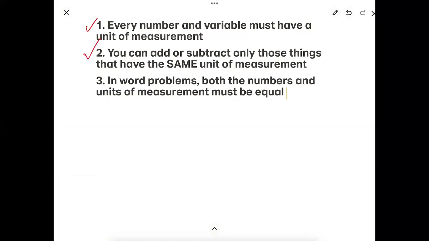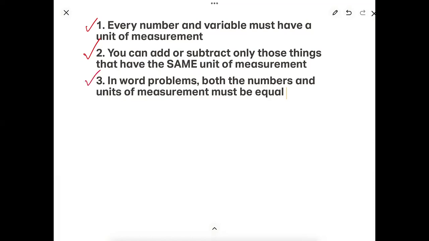Last thing, when you're dealing with word problems and trying to set up an equation, the numbers on the left-hand side of the equation have to equal the numbers on the right-hand side. And this is the part a lot of people don't get. The unit of measurement on the left-hand side has to equal the unit of measurement on the right-hand side. They may not look like it, but when you simplify the units, they should equal what's on the other side. So the units of measurement also have to match. A lot of people don't use that idea.